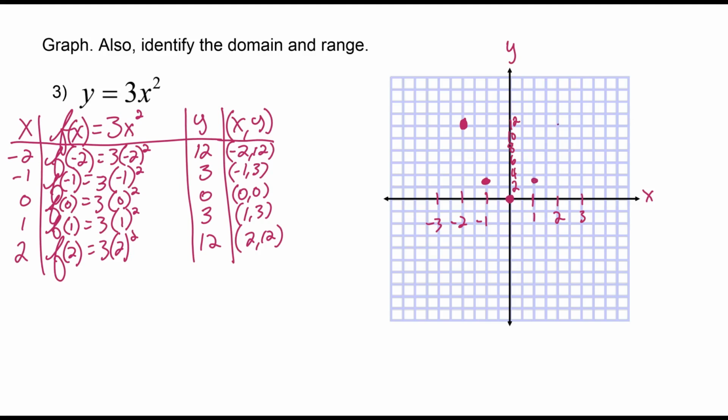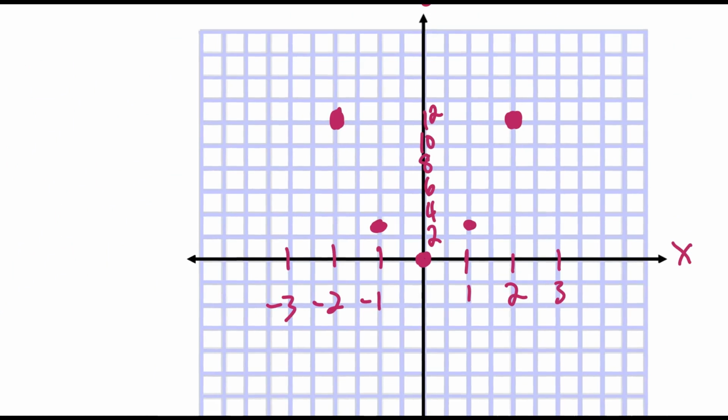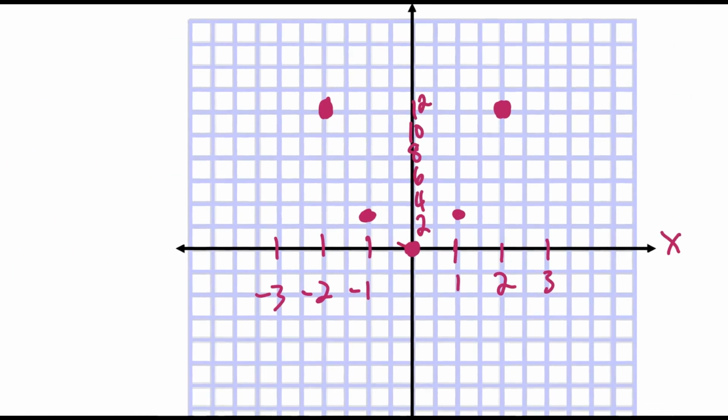And then we've got 2, 12. So those are my points that I'm going to plot on my parabola. I'm going to zoom in just a little bit so it's easier for me to draw my curve. Remember, I don't want this to be a straight line. This has a curve to it. It is an exponential curve.